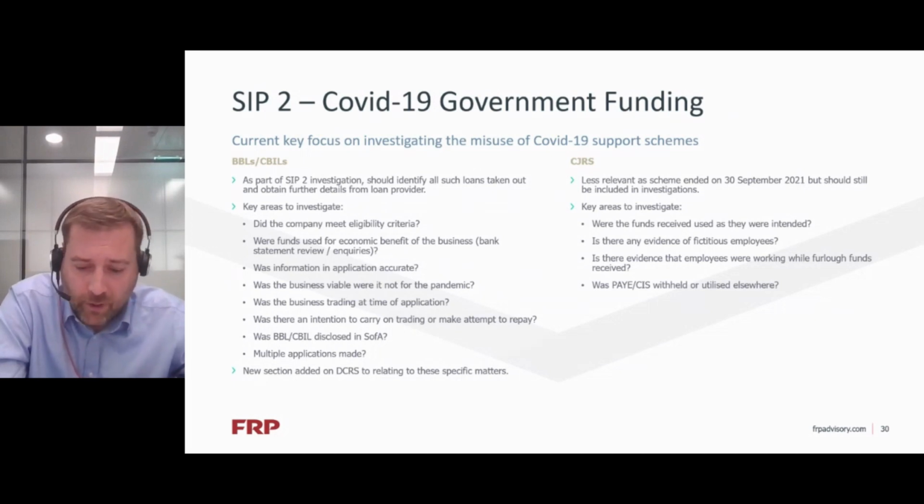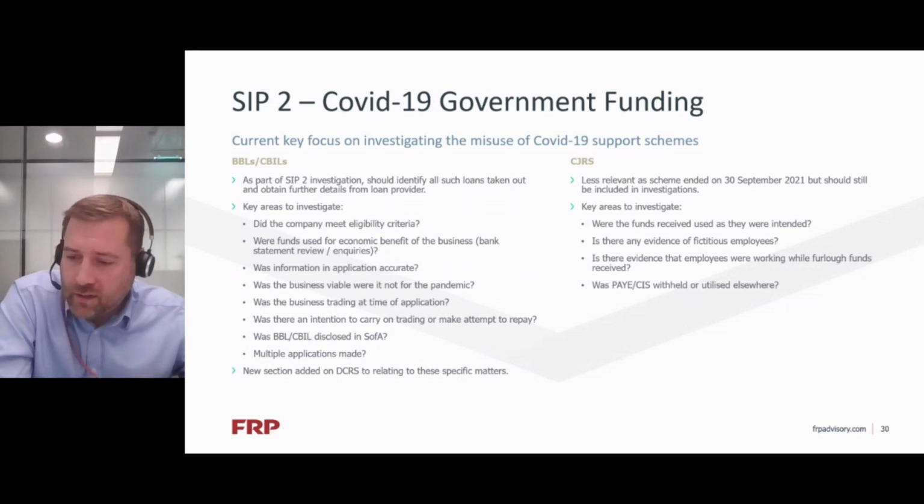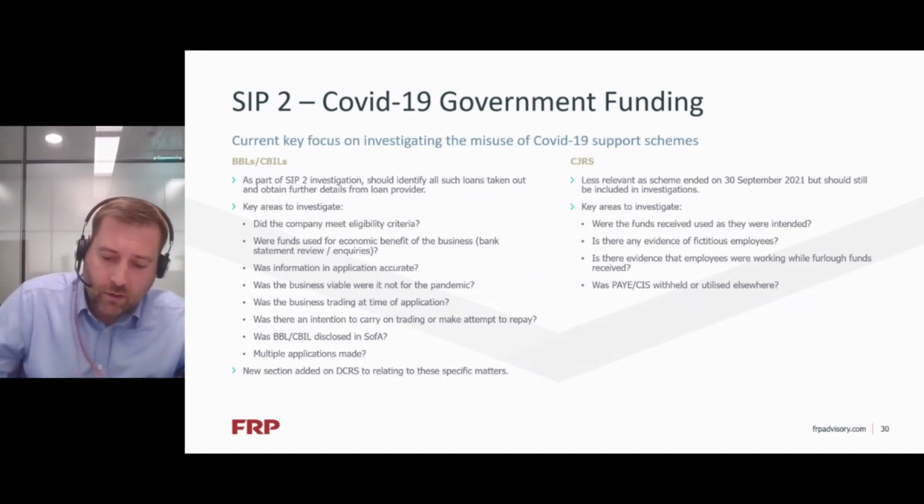It's unfortunately been pretty common. The Job Retention Scheme is also an area of focus: whether the company was eligible for the scheme, how they used the funds, whether there were any fictitious employees. From that perspective, that area is a bit more difficult to investigate. But we had a case recently where the business and employees had transferred to a related business 18 months prior to insolvency, and the insolvent entity had continued to claim furlough payments despite no longer having any employees. We were able to identify that, and it did result in a significant return to the insolvent estate.